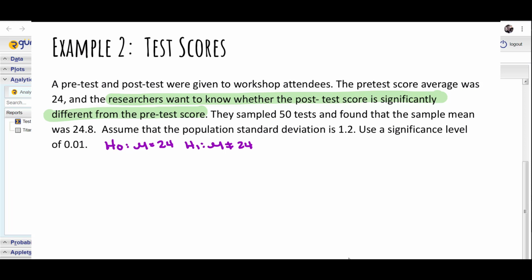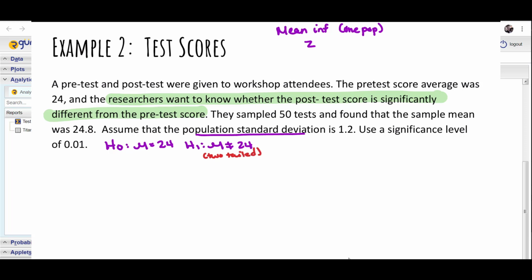Now, we're testing a mean, so it's a mean inference. And it's one population. And we know the population standard deviation, and so we're going to use a z. It's going to be a z interval. Also, because this is not equal to, we're going to say this is two-tailed if asked.